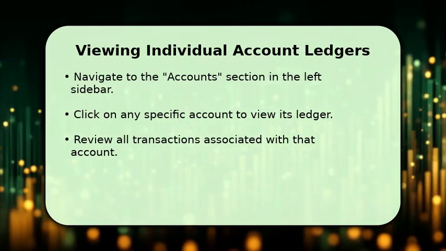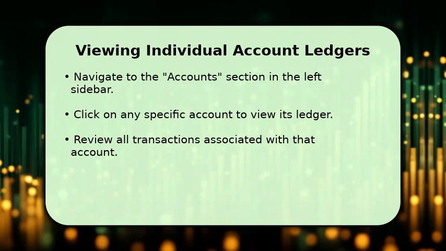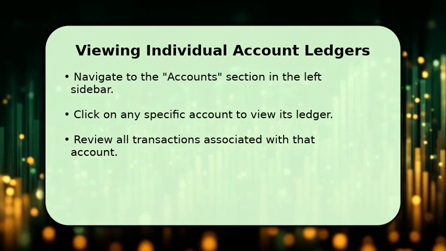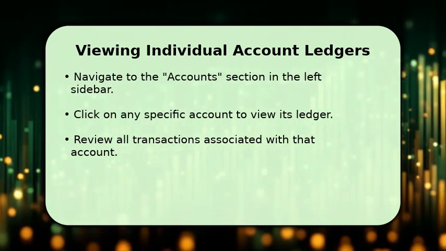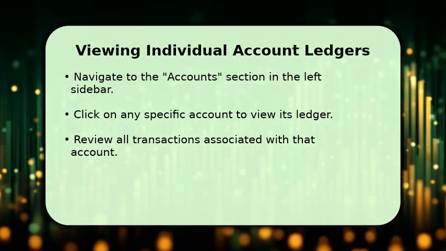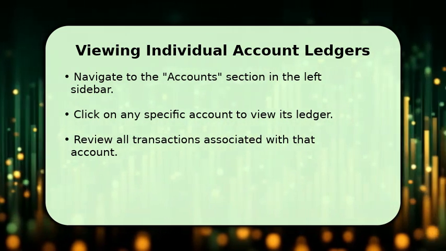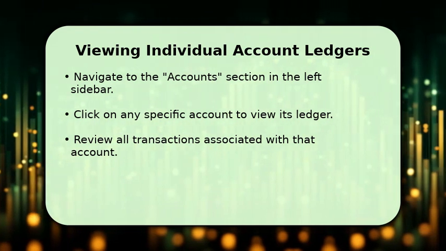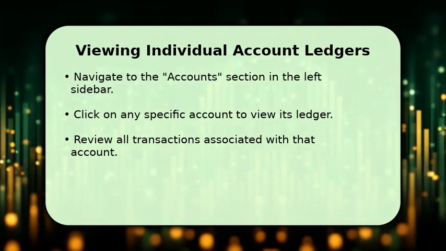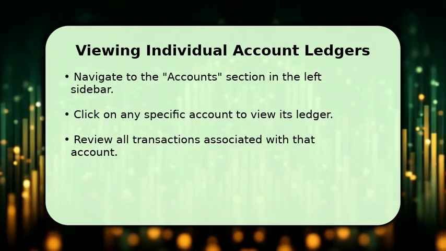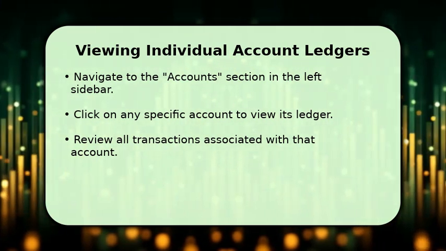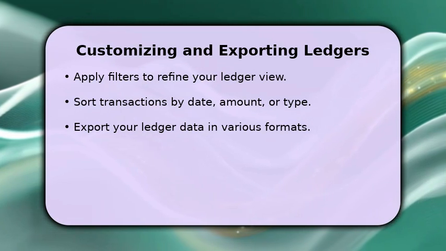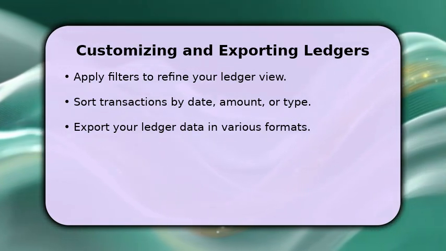From the left sidebar, click on Accounts. This will display a list of all your chart of accounts. Select any specific account, like cash or accounts receivable, to open its dedicated ledger. You will see every transaction linked to that account, including debits and credits, providing a clear, itemized history for easy reconciliation and analysis. Zoho Books offers robust options to customize and export your ledger data.